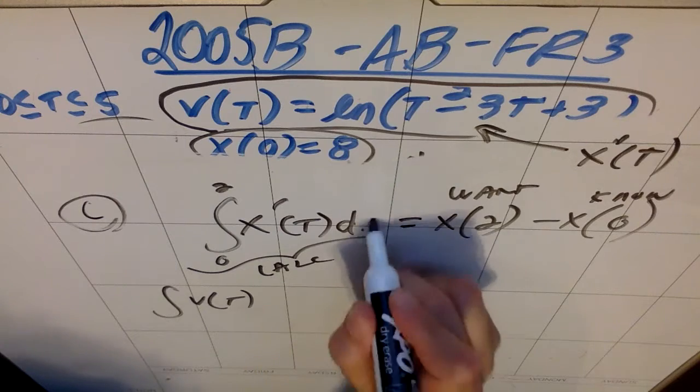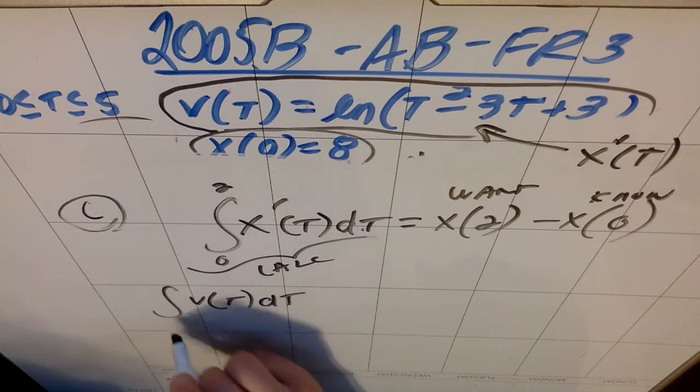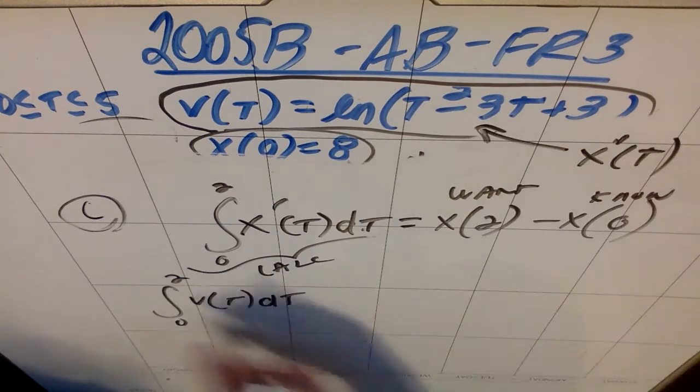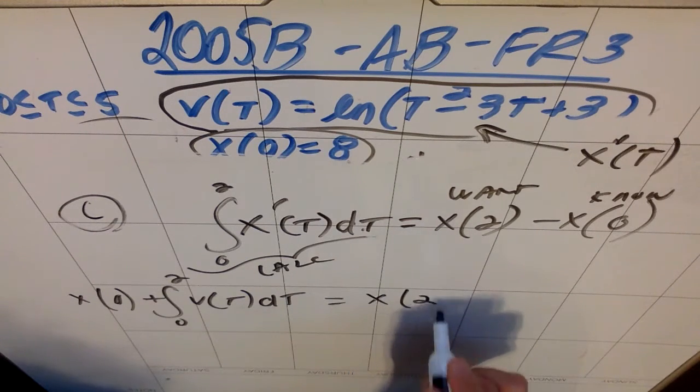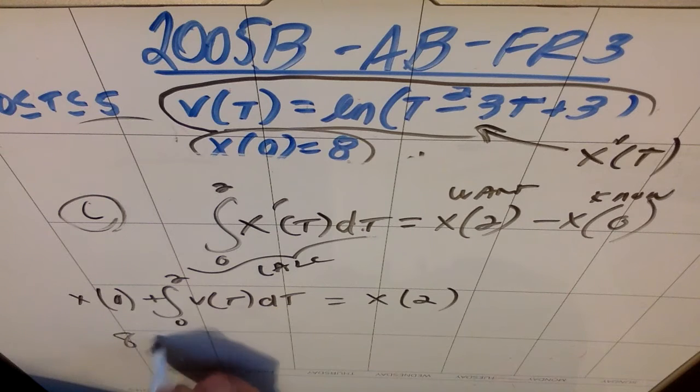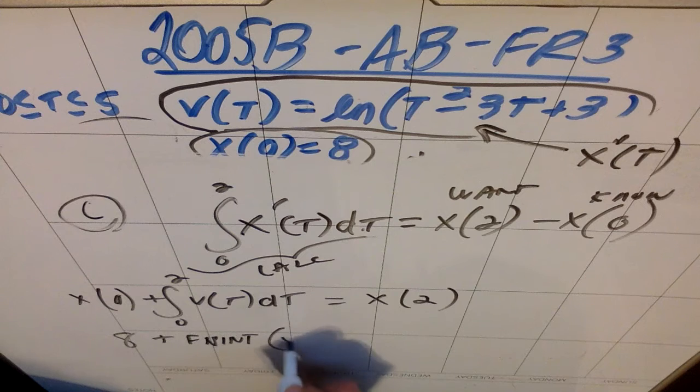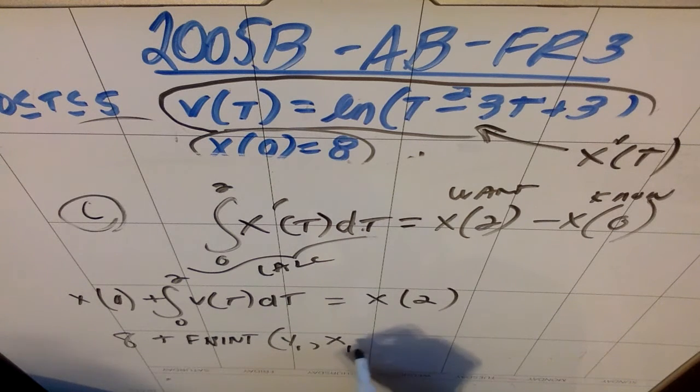Oh, sorry, that was with respect to t. Mea culpa. With respect to t from 0 to 2. And I'm going to add that x of 0 over. So I'm going to put x of 0 plus that quantity, and that'll give me my x of 2. So I'm going to type into my calculator 8 plus function integrate y1 with respect to x from 0 to 2.